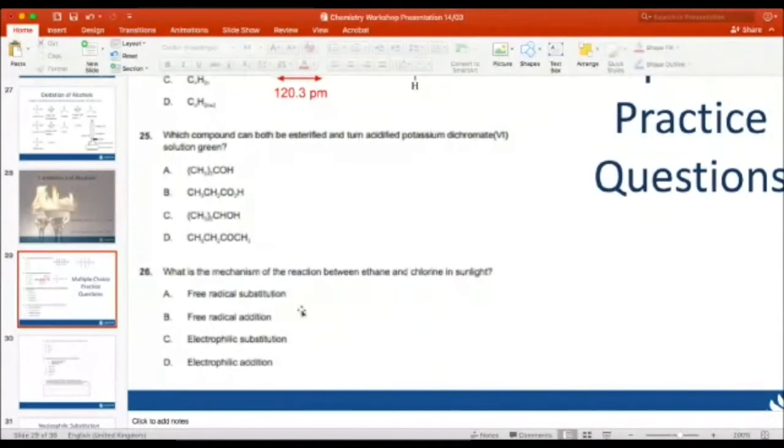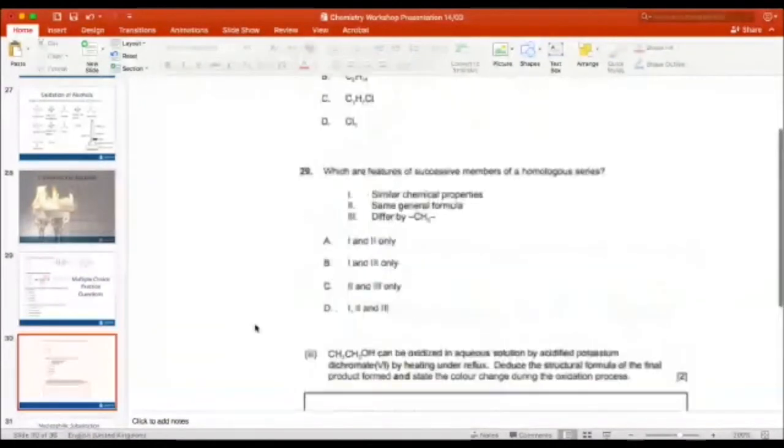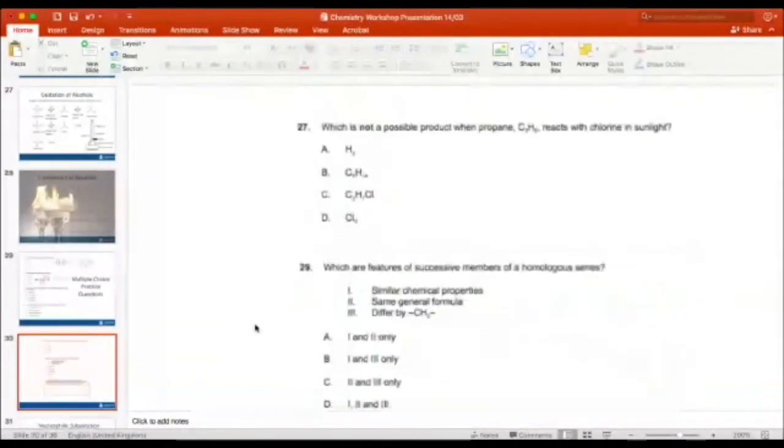So just make sure you really keep these concepts separate in your head, so you don't get confused with these questions. Okay, another 3 questions. Which is not a possible product when propane reacts with chlorine? Again, this is just looking at free radical substitution. So usually our product is C, C3H7Cl, because that's just when the alkane becomes a haloalkane. But remember, some Cl2 will be left unreacted, so that is a potential product.